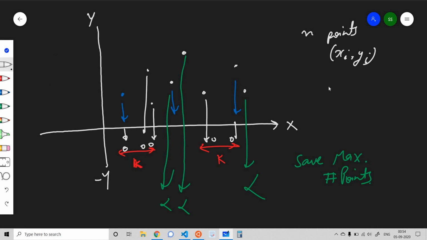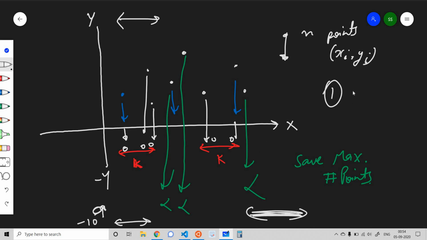Now, the first thing we need to observe here is that we can place our platform at any place. The only thing is it should be parallel to the x-axis. So we can even place it down here where y is equal to minus 10 to the power 9. We can anyway place our platform below the deepest point we have. So if you observe, the y coordinate does not really matter. We do not care about the y coordinate.